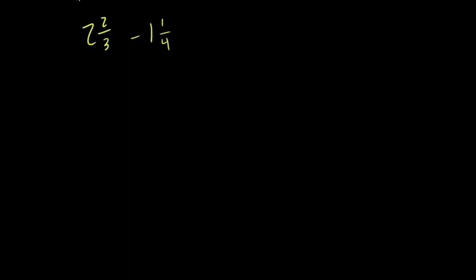Okay, let's try 2 and 2/3 minus 1 and 1/4. Just like when we're adding, we need to make sure we have fractions with common denominators. To get the common denominators here, I'm going to use the trick to just multiply by the other denominator for each fraction. Well, 2 and 2/3, if I convert the fraction by multiplying by 4/4, I end up with 2 and 8 twelfths minus 1 and 3 twelfths. Now I have common denominators, so I'm ready to subtract.